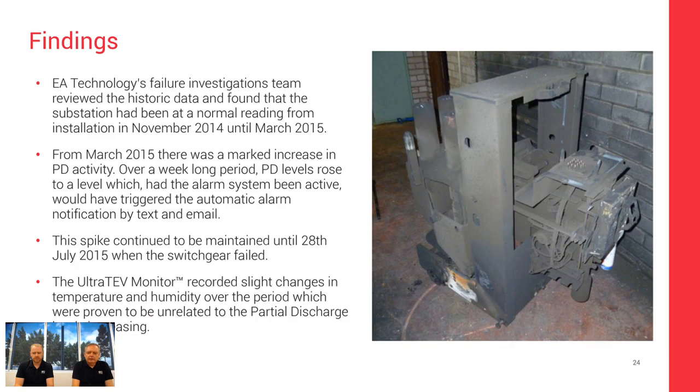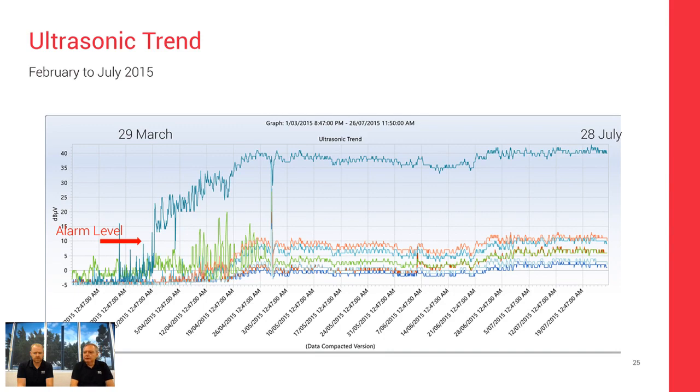So the failure investigation team looked at it, and we've got this black crispy switchgear here. And then we looked at the data. The monitor luckily survived, the switchgear potentially hadn't. So we've got that information that we can look at to see how it progressed. If you look at the graph here, in February, March, we've got very little going on towards the end. Then on the 29th of March, we've got a step change in activity.